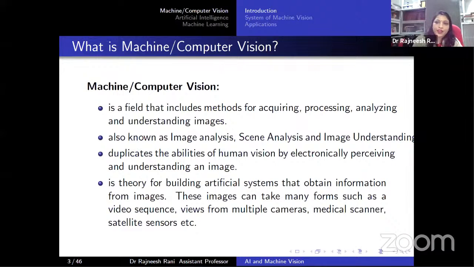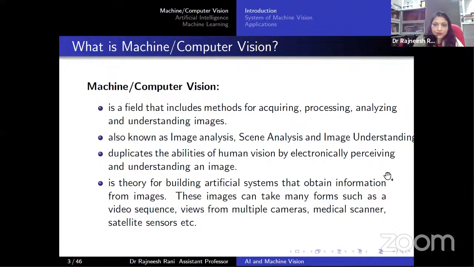Basically, it is a field that includes methods for acquiring, processing, analyzing, and understanding images. It is also known as image analysis or image understanding. Basically, it duplicates the abilities of human vision by electronically perceiving and understanding an image.